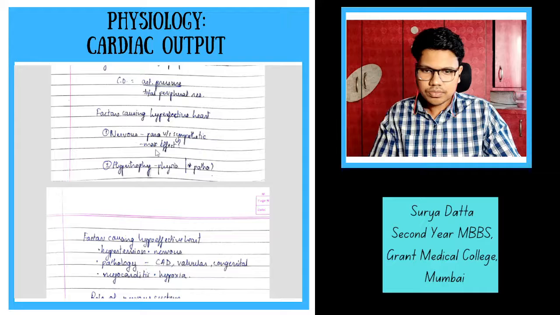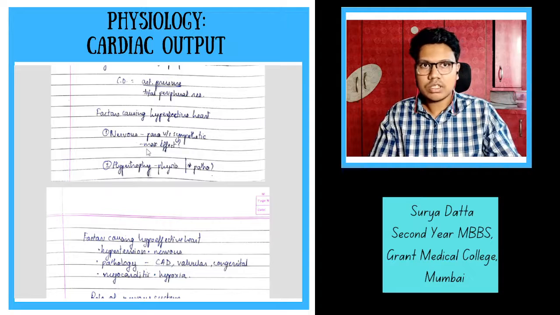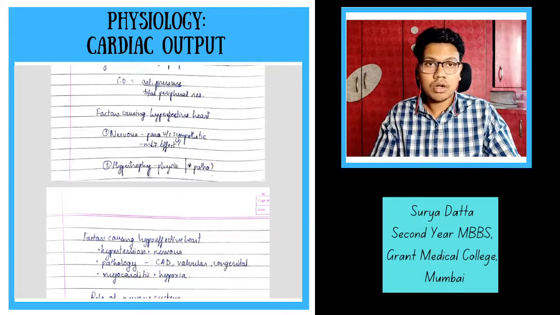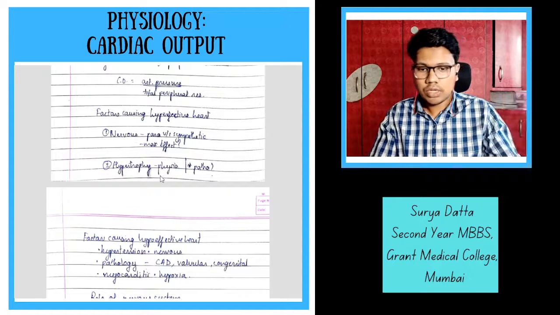What's the max effect, you ask, of the hypereffective heart? For the hypereffective heart, it can go up to 25 liters per minute, which is actually the top for high performing athletes. Hypertrophy. Okay, here I wanted to talk to you guys about this factor.